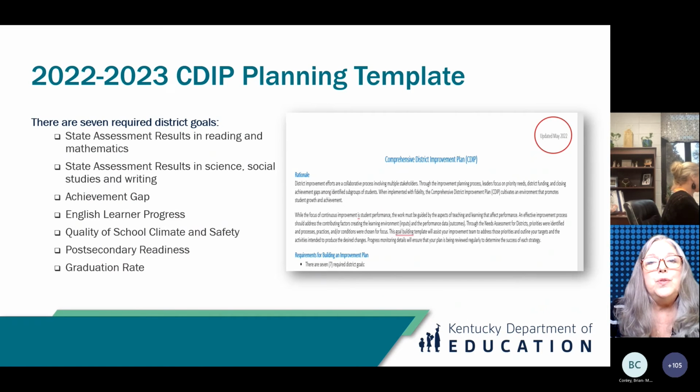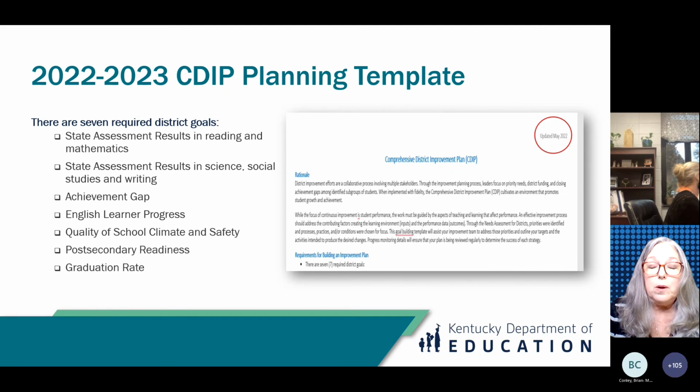So let me walk you through the 22-23 planning template, and I'll start with CDIP. There has been a change with the indicators, and so now the indicators match our new accountability system. So on the left-hand side, I'll walk you through the 7 required district goals. And this was updated, as you can see by the red circle, in May of 22.